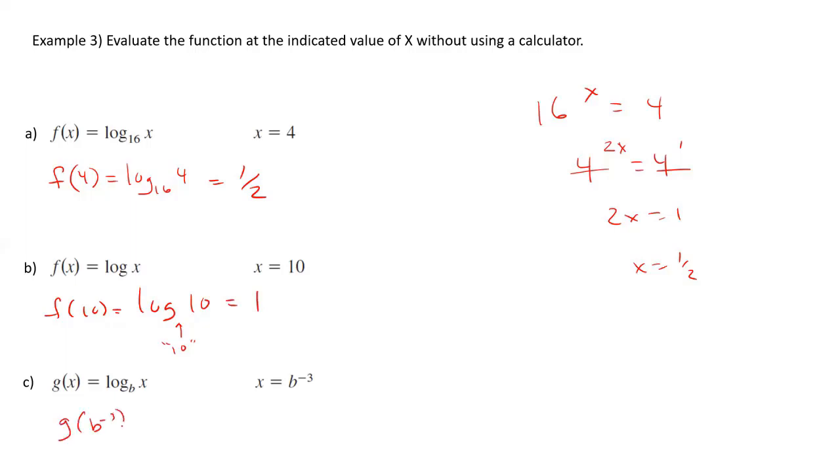Ooh, and the fun part. B to the negative 3. Okay, log base B of B to the negative 3. What exponent do you put on B to give you B to the negative 3? Negative 3. Of course. Because that would make sense.